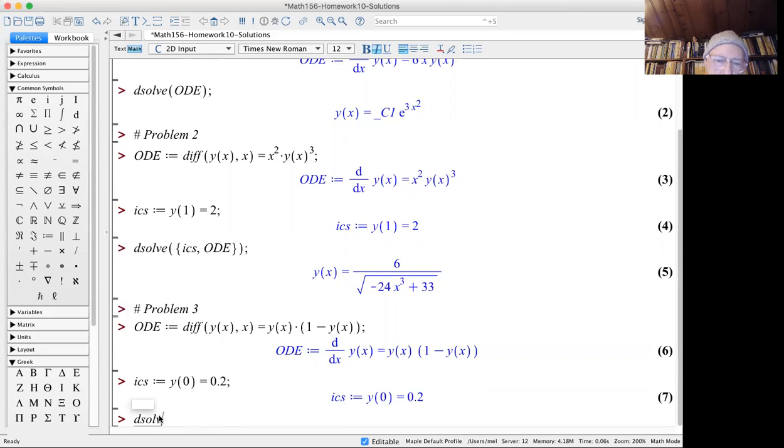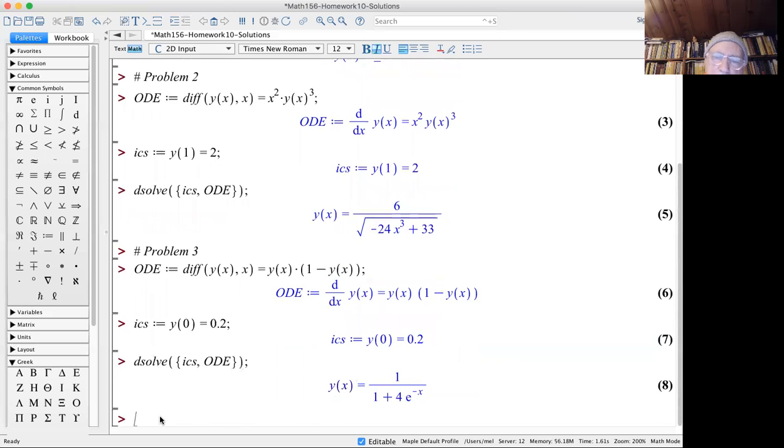So if we solve this differential equation satisfying the initial condition, this is what we get. Now you should recognize that this is what's called the logistic equation, which should be in your Math 176 syllabus.